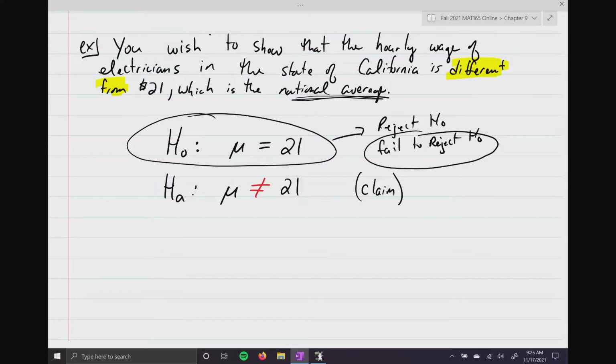Because if you think about it, people make claims all the time. But the big question becomes, well, how do you know they're telling the truth? How do you know what they're saying actually holds some weight? You do a hypothesis test.